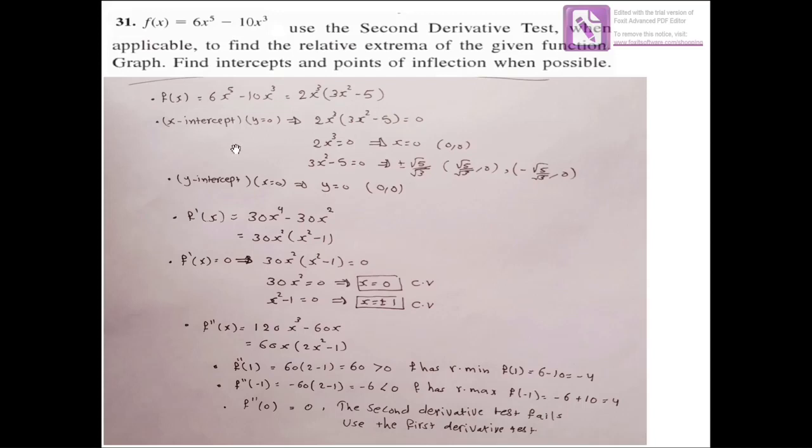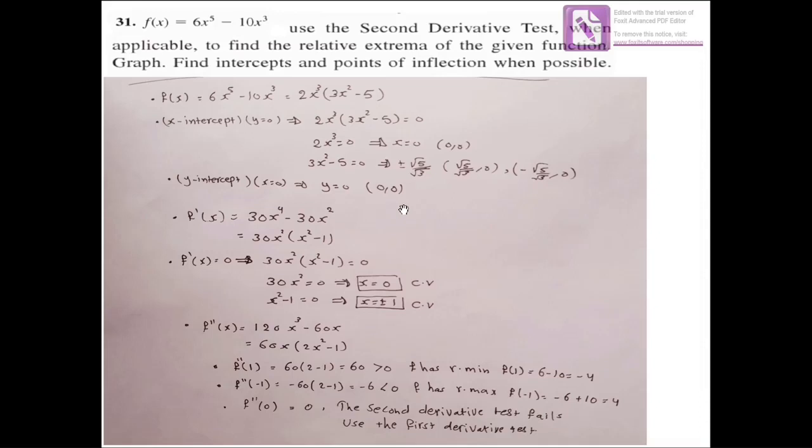Now to find the x-intercepts, because it says find the intercepts, you need to put y equal to 0. So this function should be equal to 0. That means either 2x cubed is equal to 0, which gives us x equal to 0, or 3x squared minus 5 is equal to 0. That will give us x equal to plus or minus root 5 over root 3. So we have three x-intercepts: (0, 0), (root 5 over root 3, 0), and (minus root 5 over root 3, 0). For the y-intercept, you need to put x equal to 0. So if x is equal to 0, that means y is equal to 0. So here we have the point (0, 0).